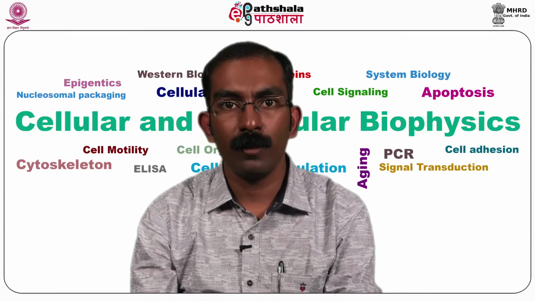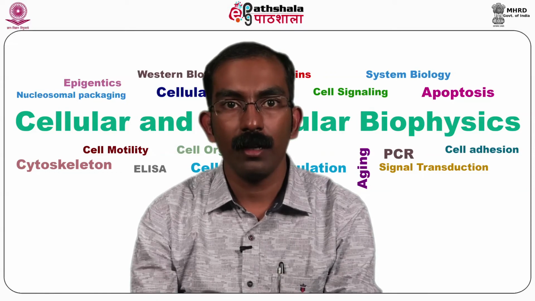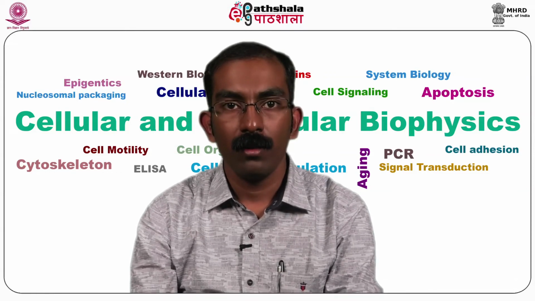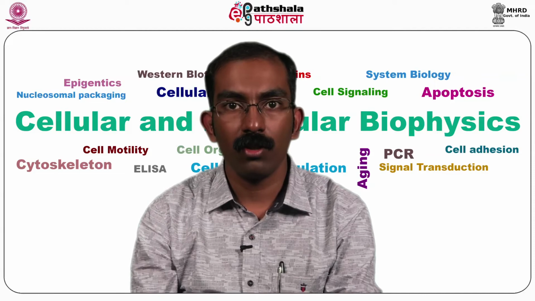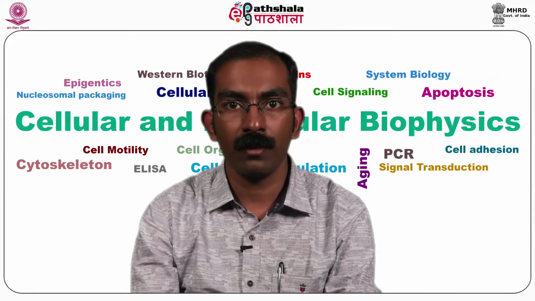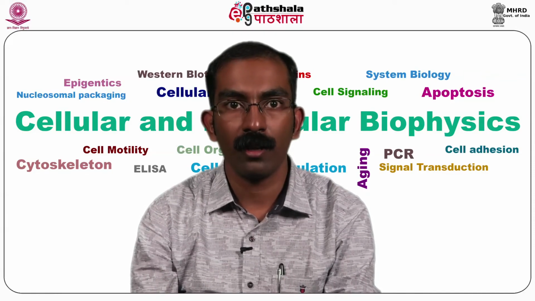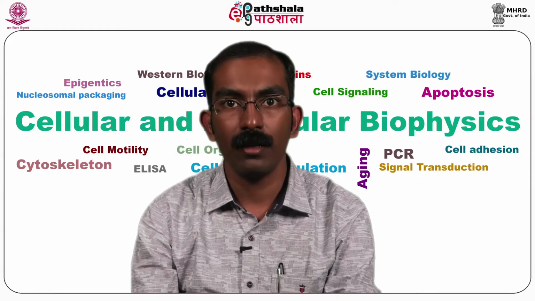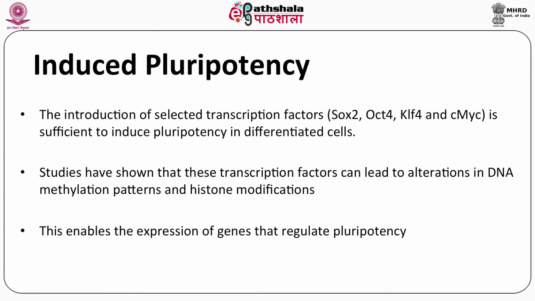Induced pluripotency has been described in detail in module number 8. Briefly, the introduction of selected transcription factors like SOX2, OCT4, KLF4 and c-MYC is sufficient to induce pluripotency in differentiated cells. Studies have shown that these transcription factors can lead to alteration in DNA methylation patterns and histone modifications, thus enabling the expression of genes that regulate pluripotency.